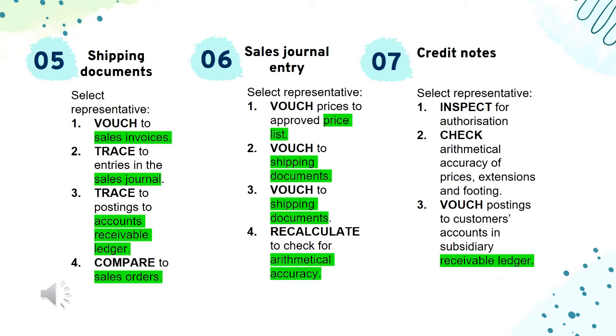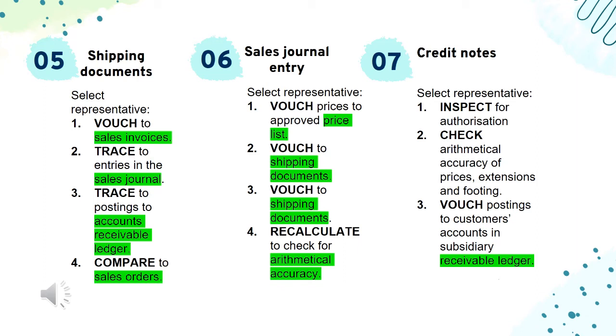For number 6, we have sales journal entry. We also need to select representatives from those choices, whether it's vouch prices to approved price list, whether it's increased without approval or not, vouch to shipping documents, whether the initial, or whether it's really shipped to the right place or at the right time. We can also recalculate to check for arithmetical accuracy.